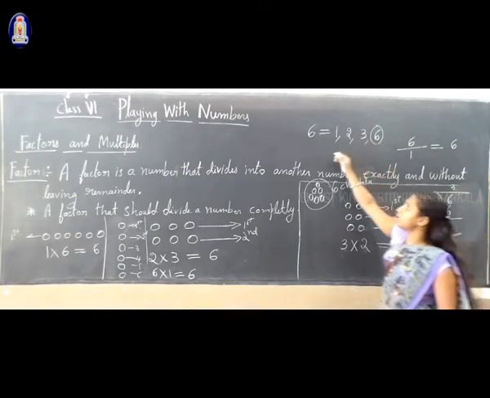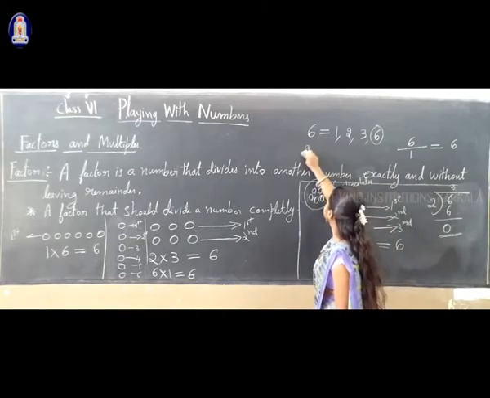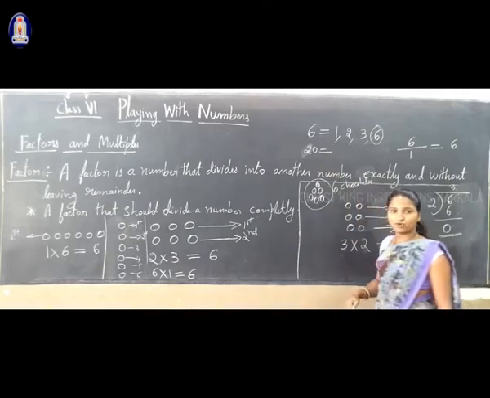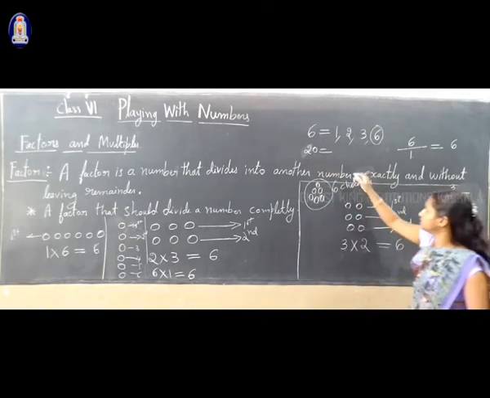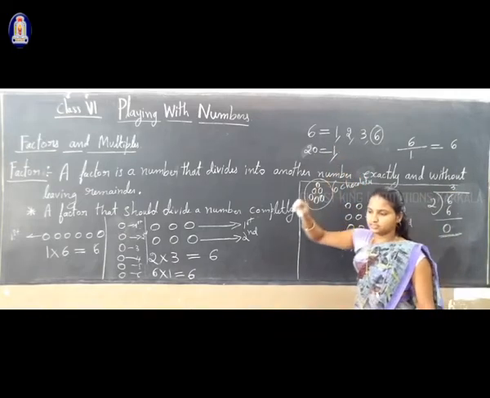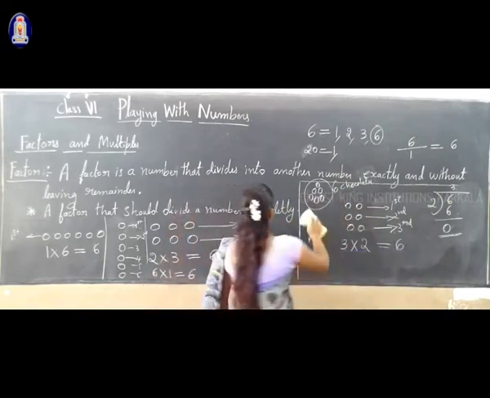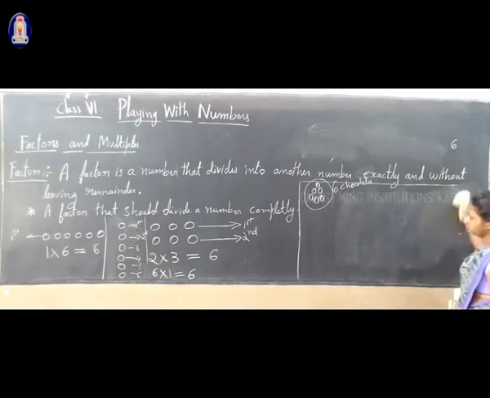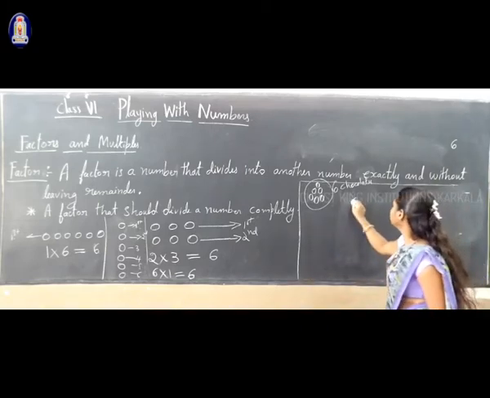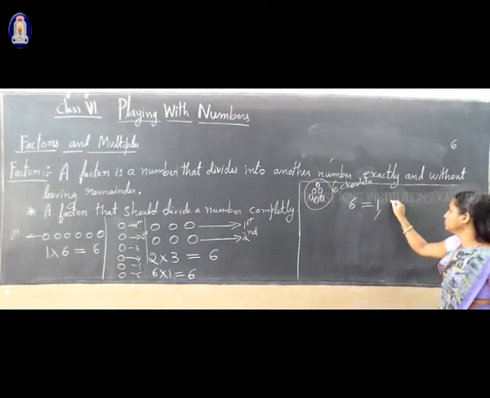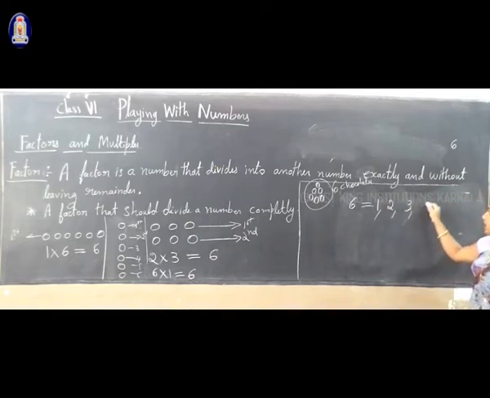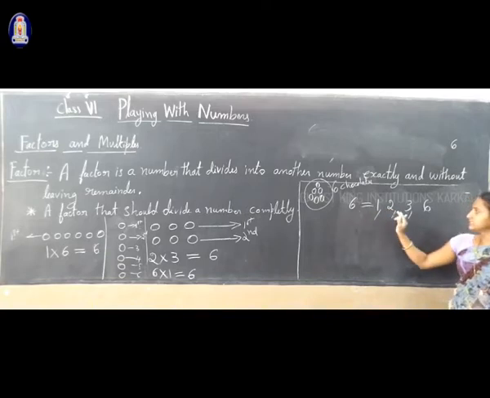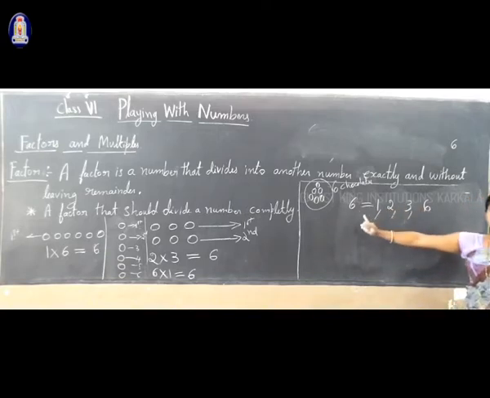Clear? For example, if I consider 20, you know the factors of 20. 20 comes in one table. So factors of 6, you know, are 1, 2, 3 and 6. 1 divides 6, 2 divides 6, 3 divides 6 and 6 divides 6.